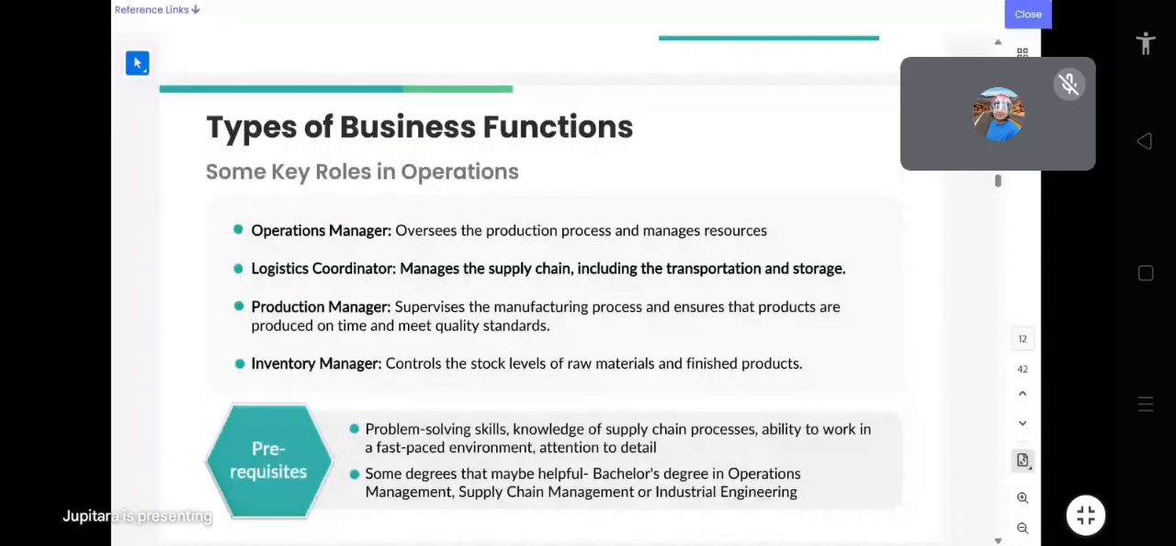Okay. For these particular roles, you need the prerequisite of problem solving skills, knowledge of supply chain processes, like whether it is wholesale, retail, whether it is company to consumer, or company to distribution channels to consumer. So what are the different supply chain processes being done. Then ability to work in a fast-paced environment and attention to detail. So these are some of the prerequisite skills required in the operation department.